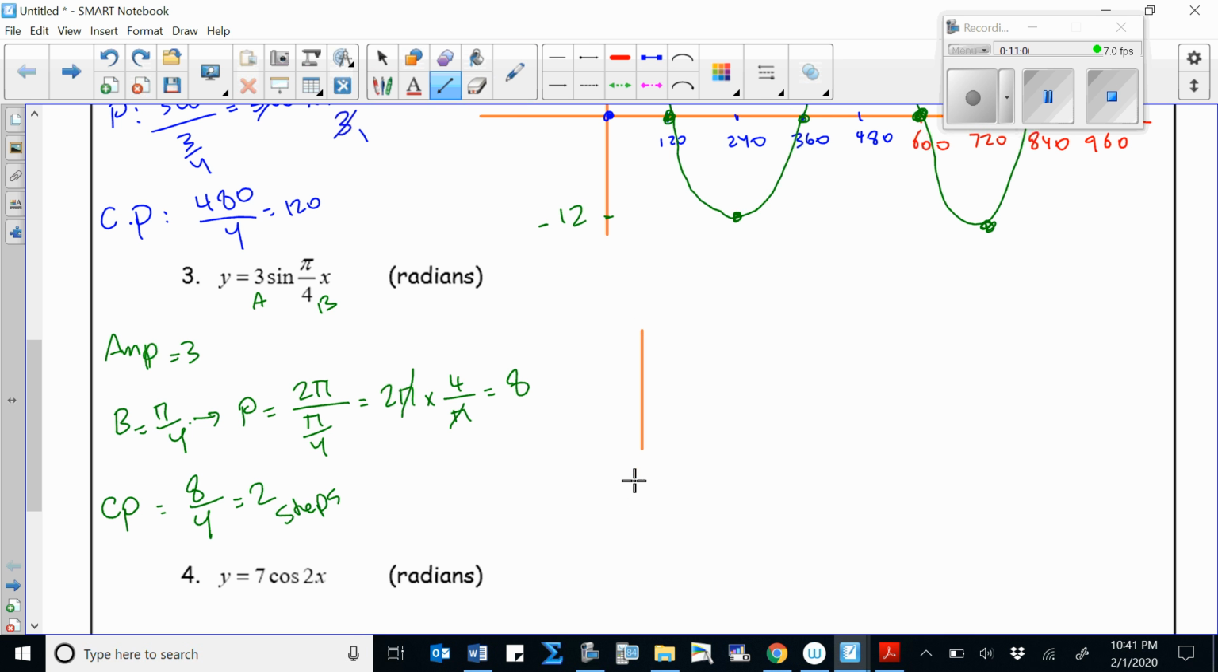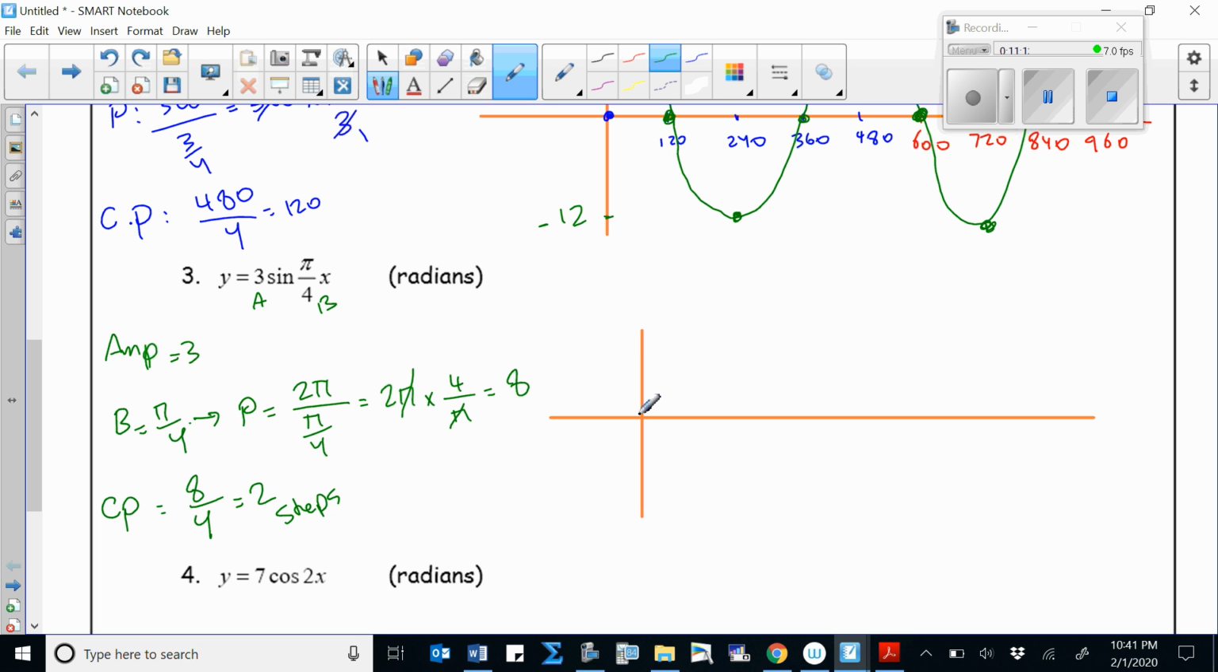Now I'm going to graph the function. The first critical point is 0. The next one is going to be 2 because we add 2 to that. The steps between the critical points is 2. So this is 2, then we have 4, 6, and 8. This is one cycle, and then the second cycle will be 10, 12, 14, and 16. The amplitude is 3, so we go 3 up and 3 down.